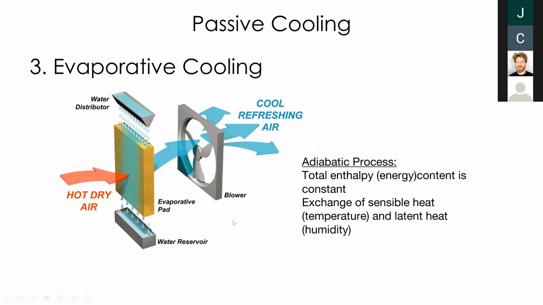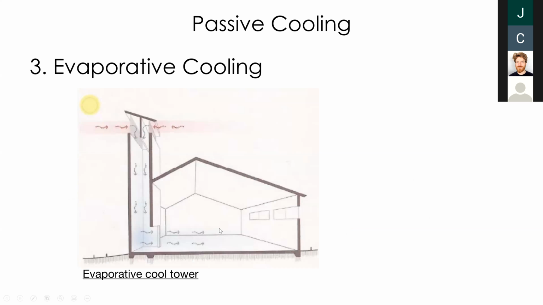The third strategy would be using evaporative cooling. So taking advantage of that exchange of sensible heat with the temperature and latent heat in terms of humidity. That could be a really good way to cool things down, similarly to how our bodies use sweat and evaporation of sweat off our skin to cool us down. One way to do that would be using an evaporative cooling tower, running air through this tower and a wet screen to cool the air down before it moves into the interior of the building.